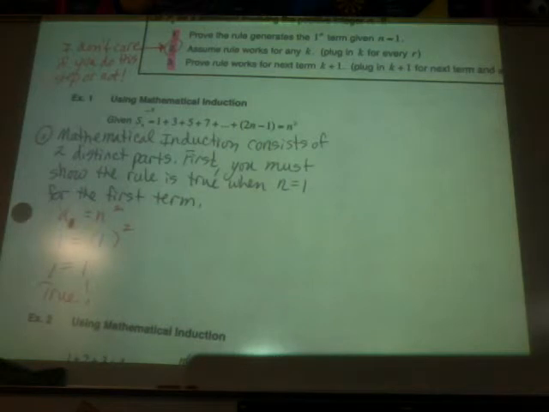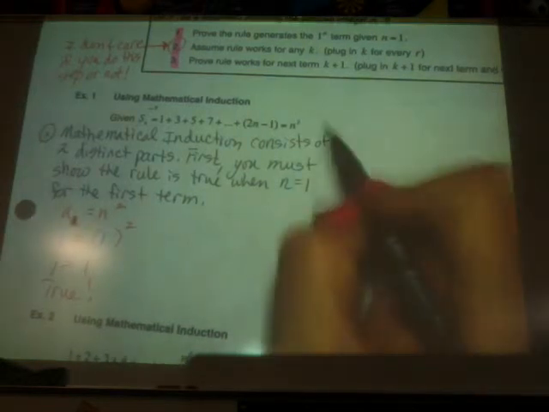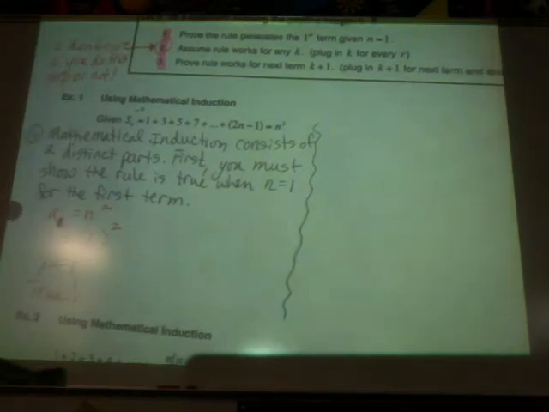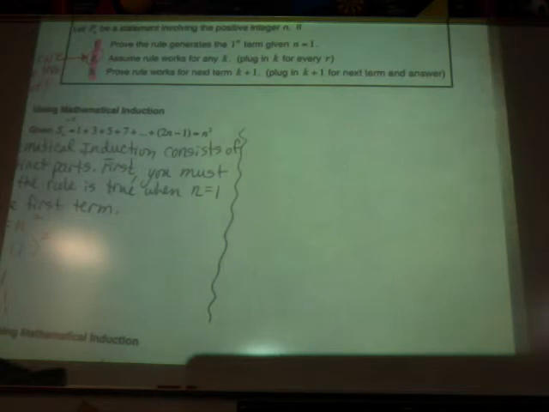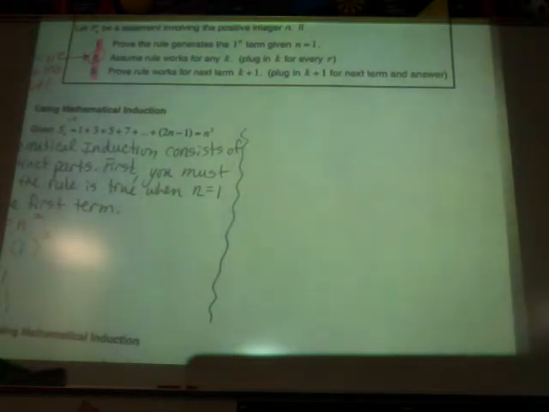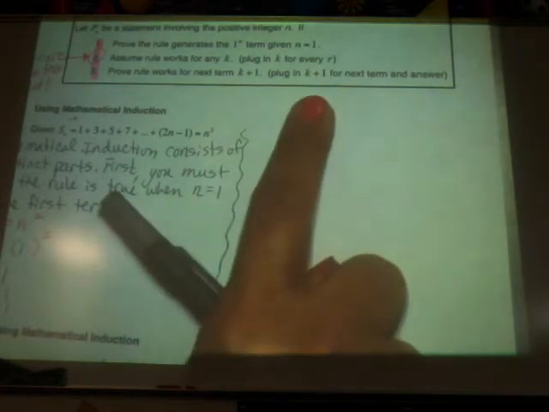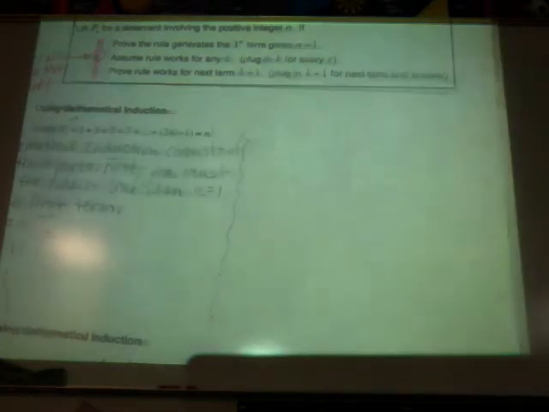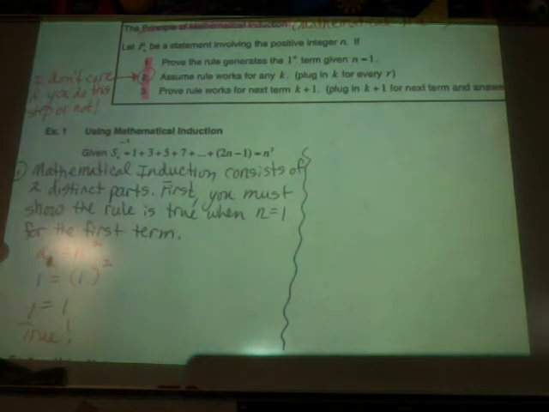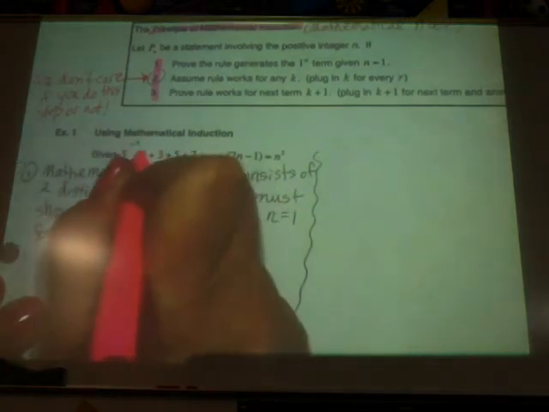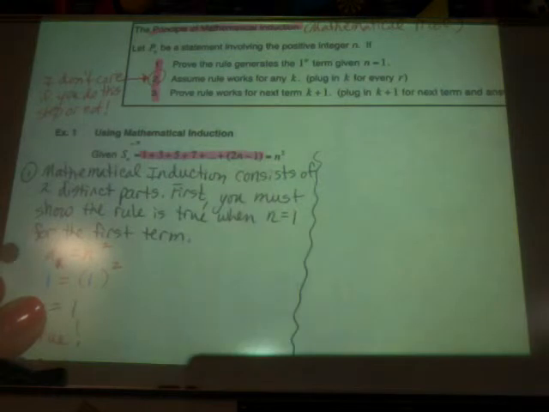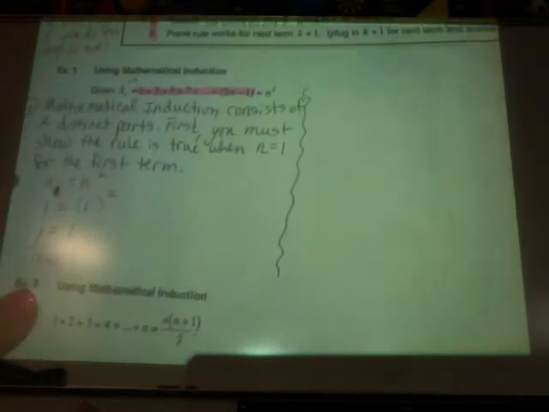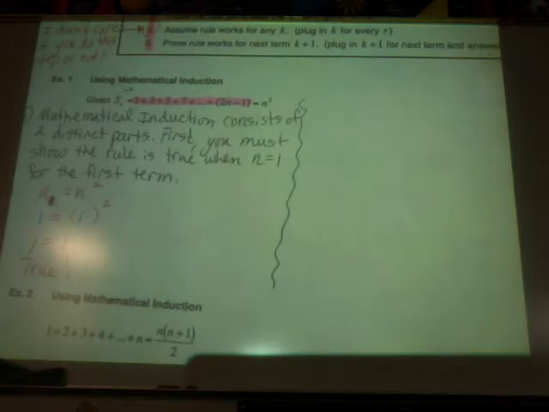So then we're going to do step 3. Step 3 says prove that the rule works for the next term, K plus 1. And so I've told you in here, plug K plus 1 in for the next term and the answer. What does that look like? Let me just tell you, I want you to highlight this part from here all the way to the equal sign. So in between the two equal signs. That whole entire part has an equivalent value of n squared. Isn't that what it's saying?